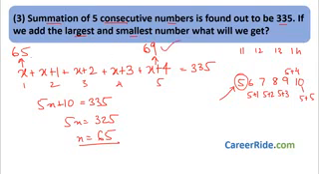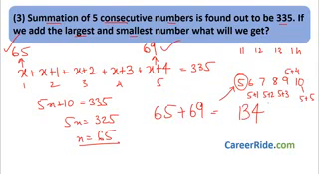Okay. So, largest is 69, smallest is 65. So, when we add both, what do we get? 65 plus 69, that would be 134. Moving on.